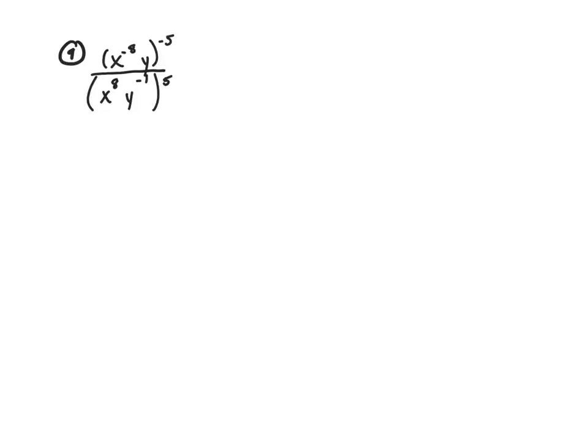There are lots of ways to work this problem, but what I would do is get rid of the parentheses first. You've got power to power, so you multiply your exponents. So that would be x to the negative 8 times negative 5, which is 40. And then there's a 1 right here. 1 times negative 5 is negative 5.